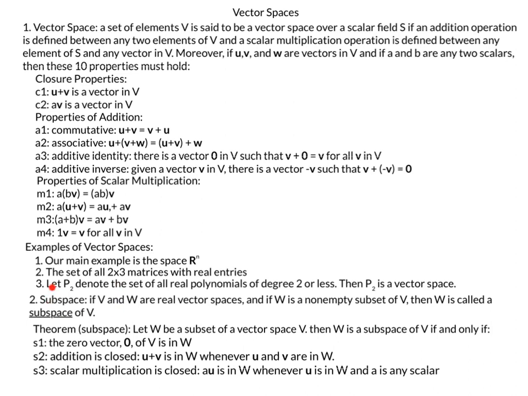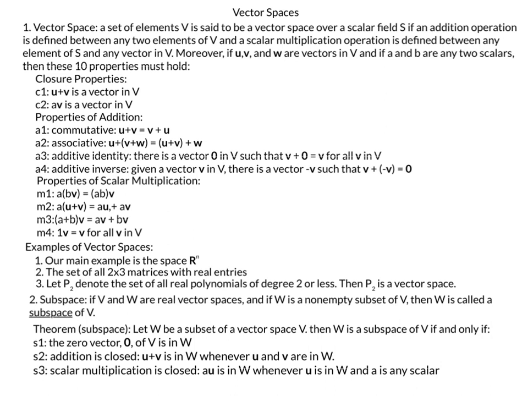But we do need to finish with talking about subspaces. If V and W are real vector spaces, and if W is a non-empty subset of V, then W is called a subspace of V. So if W is a subset of V and they're both vector spaces, then W is a subspace of V.